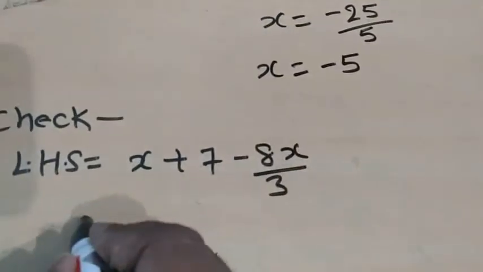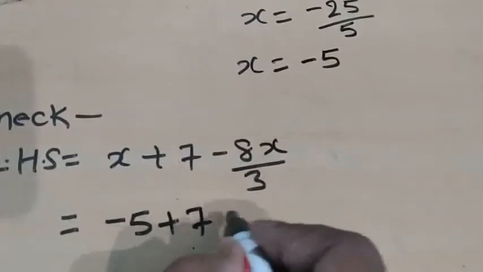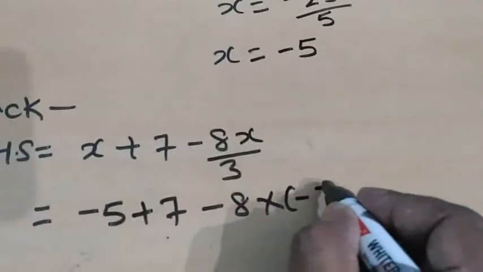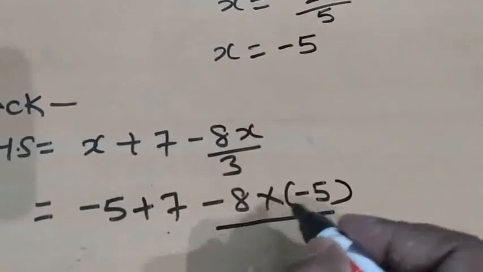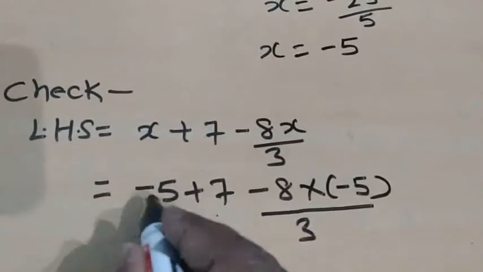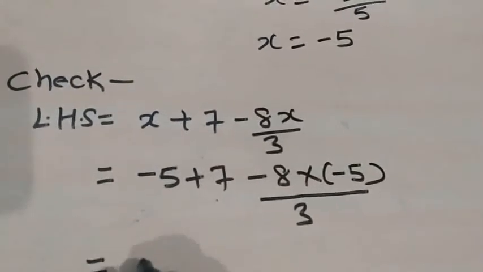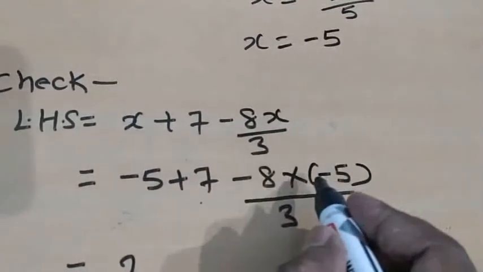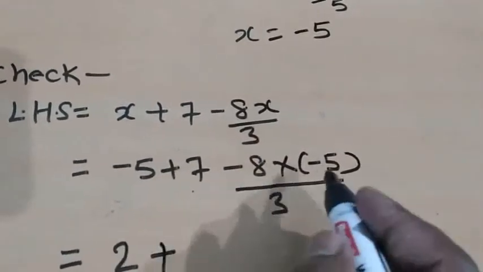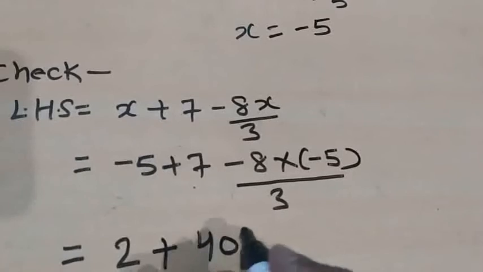So the value of x is minus 5 plus 7 minus 8 into minus 5 by 3. Okay, so you can see here minus 5 plus 7, it's become plus 2. Okay, and here this is a case of multiplication, minus minus, it's become plus. Okay, and 8 fives are 40. Clear? By 3.